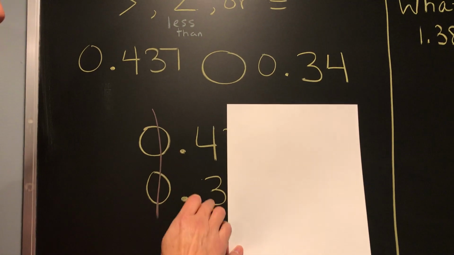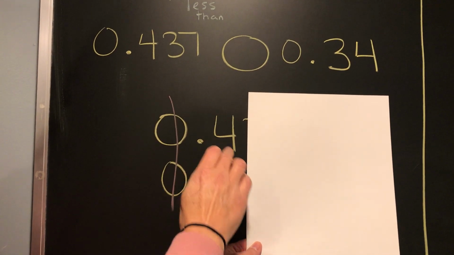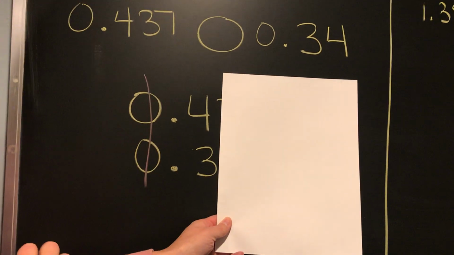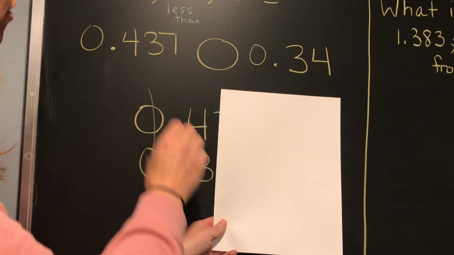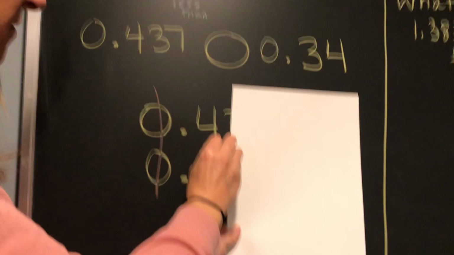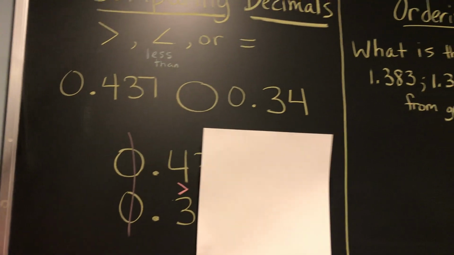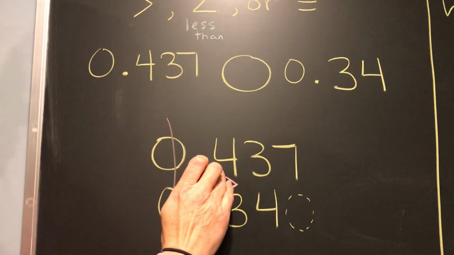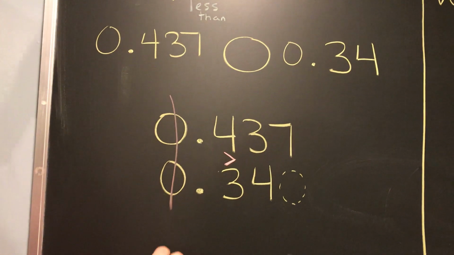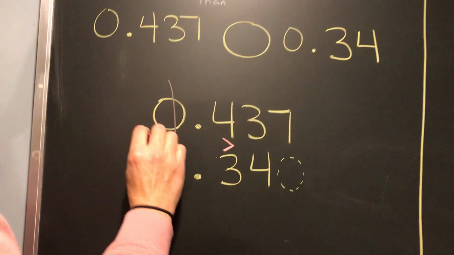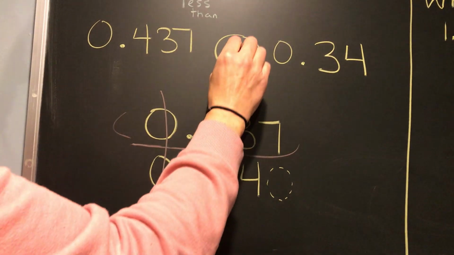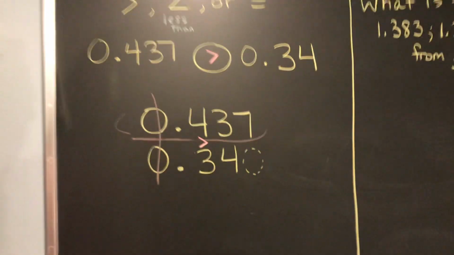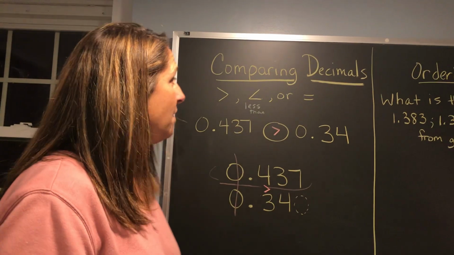You're going to read it this way, top to bottom. 4 is greater than 3, less than 3, or equal to 3? 4 is greater than 3. So I'm going to write that right there. And then you stop. You don't have to compare the rest. Since you know that the 4 is greater than 3, you also know that this top number here is greater than 340 thousandths. That's it for that.